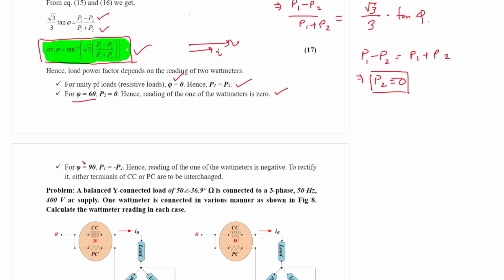Furthermore, if we have phi equal to 90 degrees, that means we have either a purely inductive circuit or a purely capacitive circuit. For that case, the two readings are equal but opposite to each other. So the reading of one of the wattmeters is negative. That is very important. To rectify that, either the terminals of the current coil or the pressure coil have to be interchanged. That is also possible when you have a highly inductive or highly capacitive circuit, where one of the wattmeter readings may be negative, as shown in this equation. So in order to rectify that, either the current coils or the pressure coils are to be interchanged.